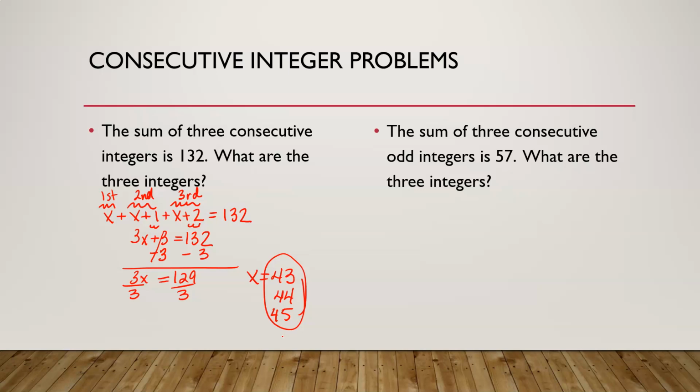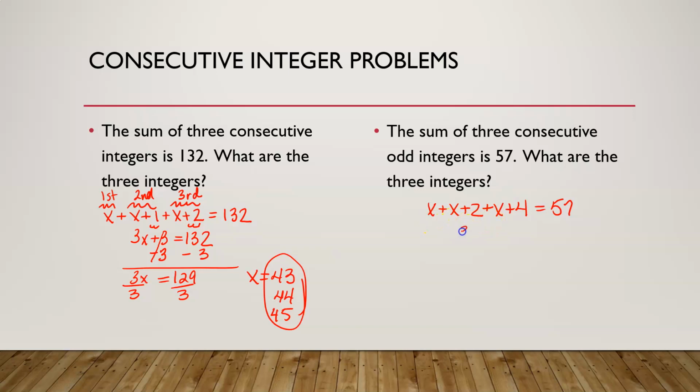So now we're going to talk about odd integers. So odd is 1, 3, 5. If you're going from 1 to 3, you're adding 2 this time instead of 1. So here's my first integer. Then my second one, you're going to add 2. And to get to my third integer, I'm going to add 4. The total of those together is 57. So now we're going to solve for x.